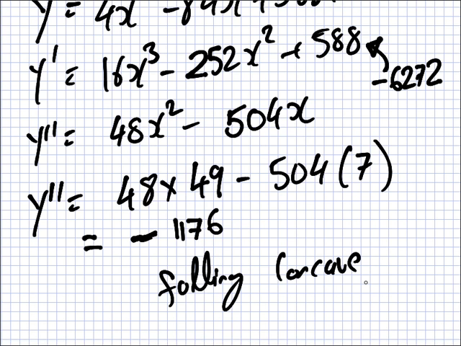This is terrible. How does nobody else notice that in the other group? Where did I put my marker down? Okay. So the second one should be falling concave. Terrible.